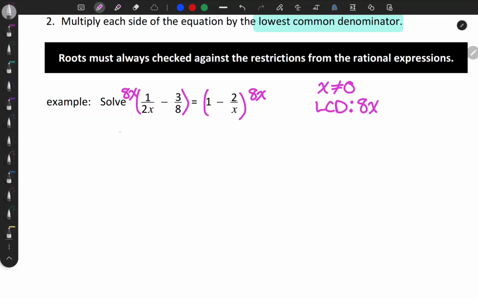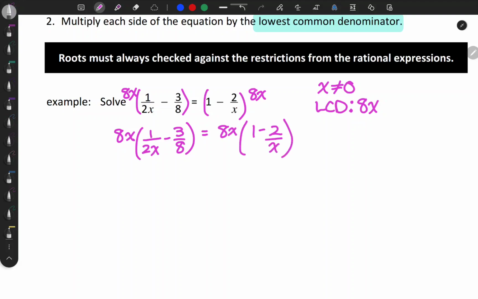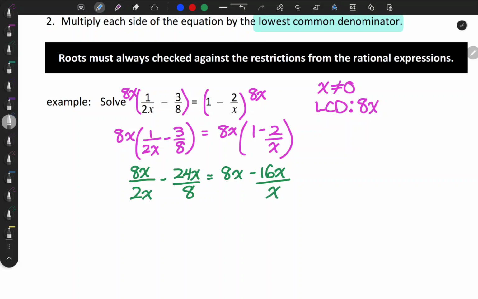But what I would probably do is actually just rewrite it: 8x times 1 over 2x minus 3 over 8, and that's equal to 8x times 1 minus 2 over x. I'm going to go ahead and multiply out on both sides using the distributive property. And we get 8x over 2x minus 24x over 8 equals 8x minus 16x over x. And you'll notice there's a lot I can do to reduce some of these. I'll do that kind of as a next step.